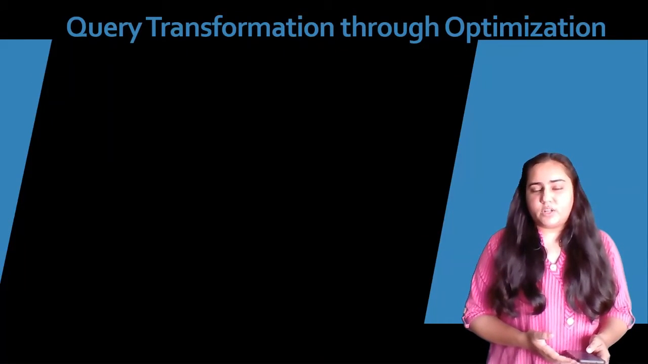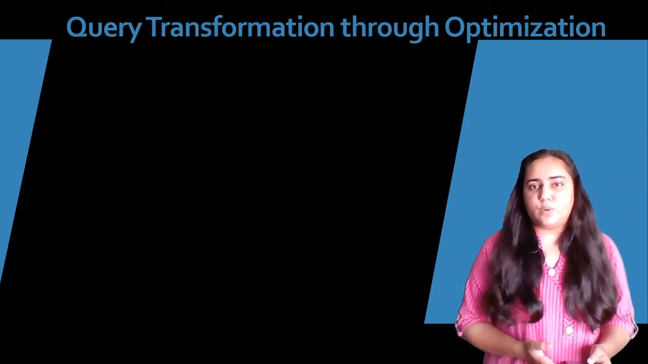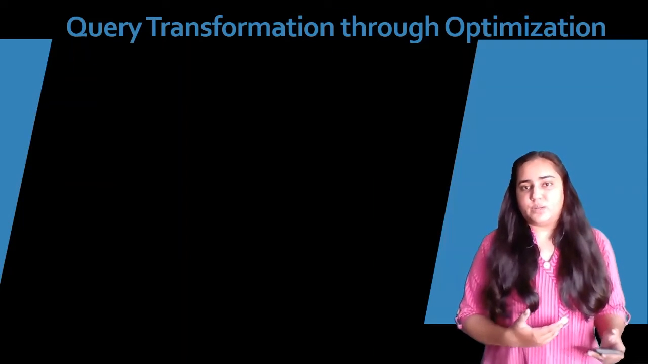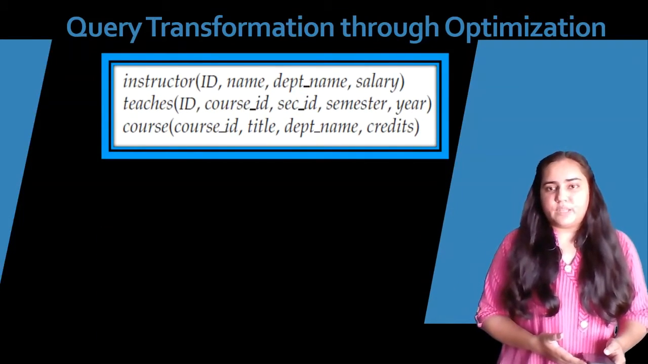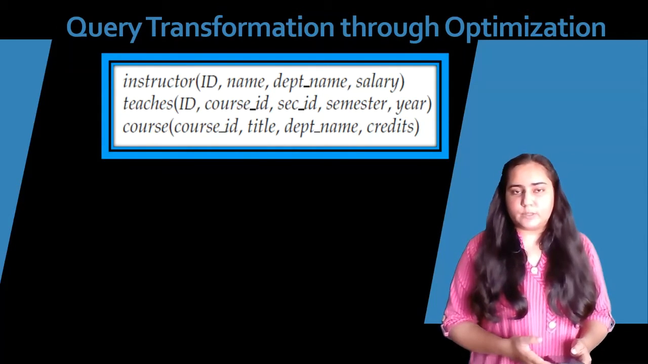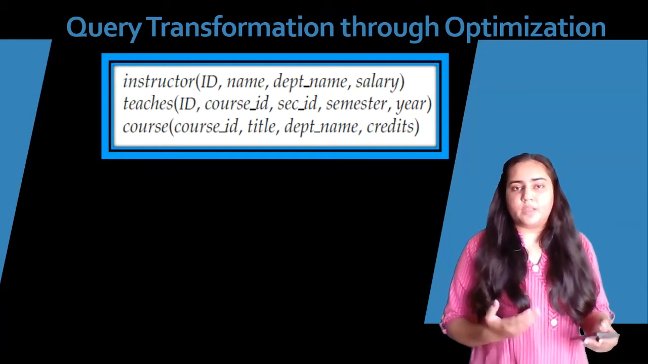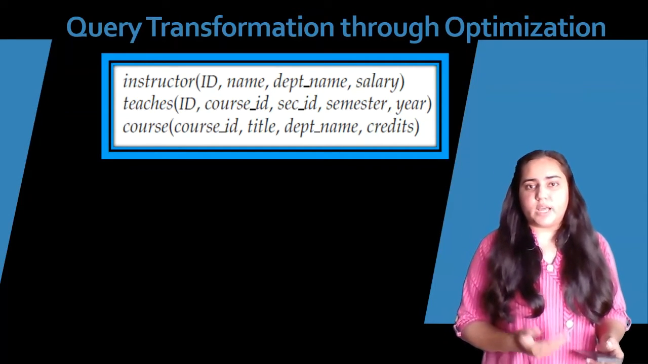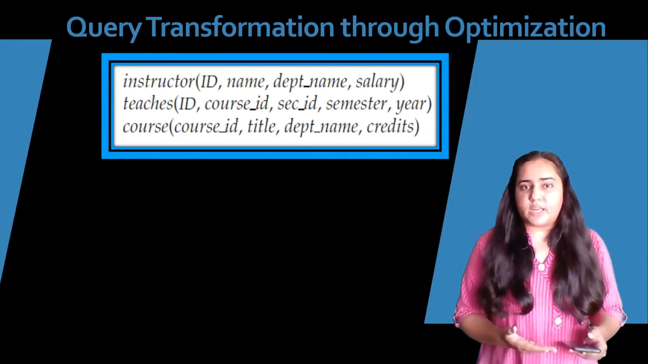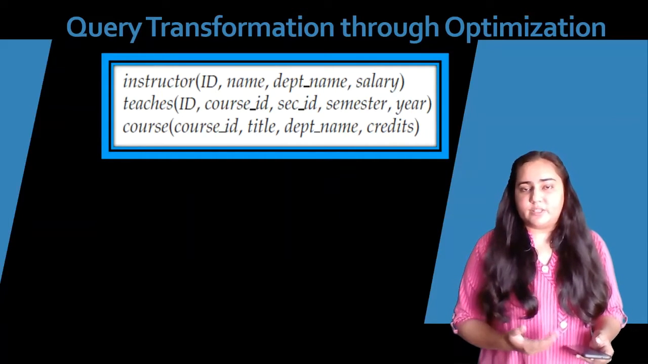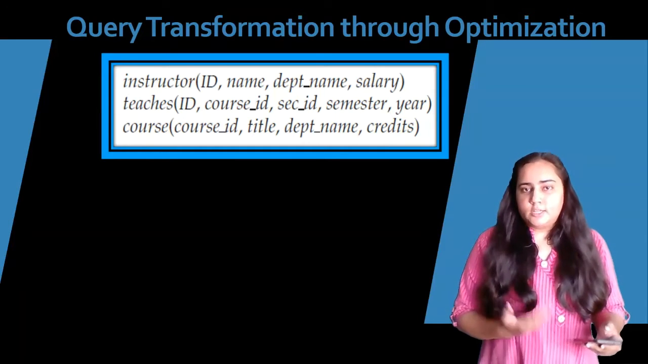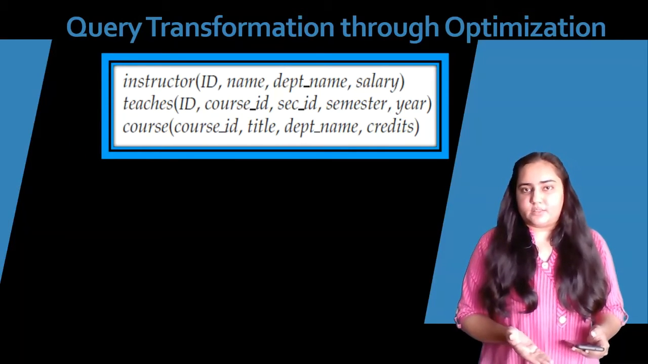So we are going to see query transformation through optimization. This is where we convert one query into another query by applying one or more of these 12 rules. For that, I'm going to use this database, which contains 3 tables: instructor, teachers, and course. The instructor table contains the columns ID, name, department name, and salary. Teachers table contains columns ID, course ID, section ID, semester, and year. And the course table contains columns course ID, title, department name, and credits.